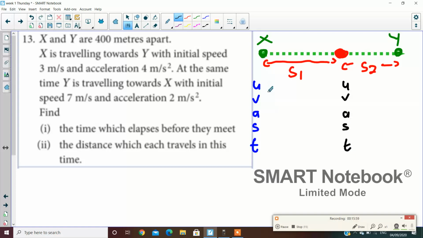Now, in X's case, the U value is 4. We don't know A, but we know that's 3. Doesn't give us much to work with. And then what about the other side? We know U is 7 and A is 2. Now, unlike previous questions, we need 3 out of 4 data points, don't we? We only have 2 out of 4, don't we? So there's a sneaky trick in here.